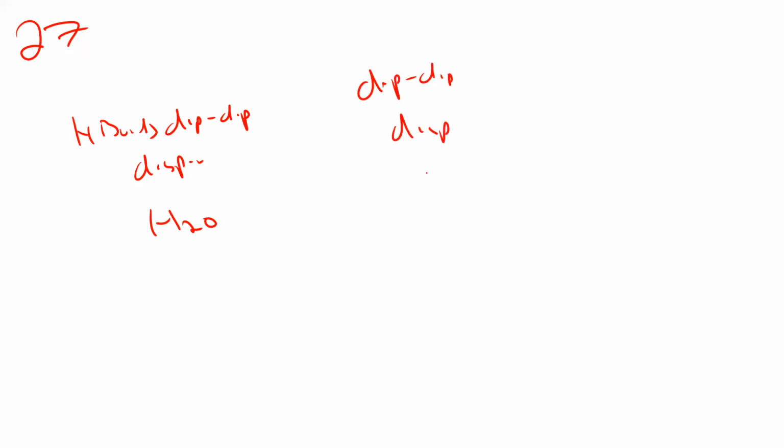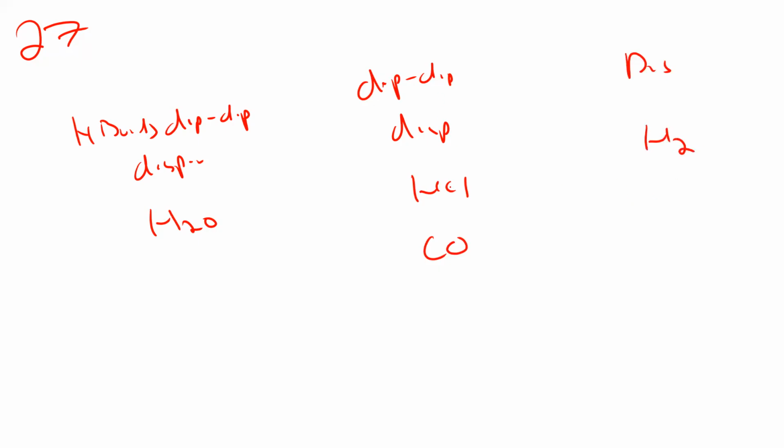So we have H bonding, dipole, I'm going to use a lot of abbreviations here, and dispersion. So this will be H2O. We have the dipole, and dispersion. This will be HCl and CO. And then dispersion only would be H2.